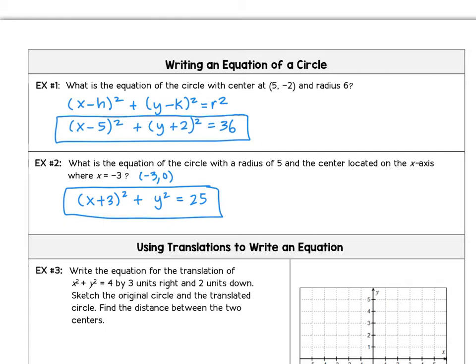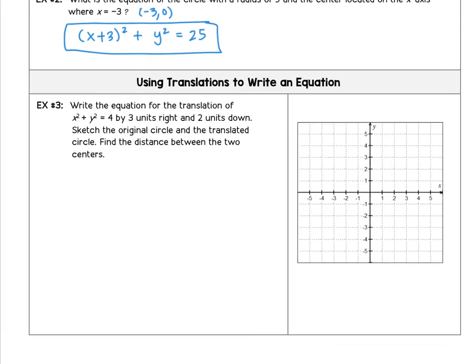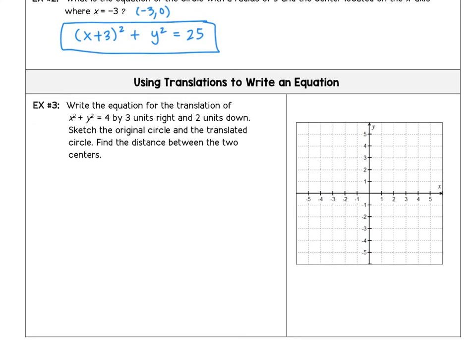Very good. Okay, so next part, using translations to write an equation. So let's look at example 3. Write an equation for the translation of the circle, x squared plus y squared equal 4, by 3 units right, 2 units down. Sketch the original circle and the translated circle. Find the distance between the two centers.